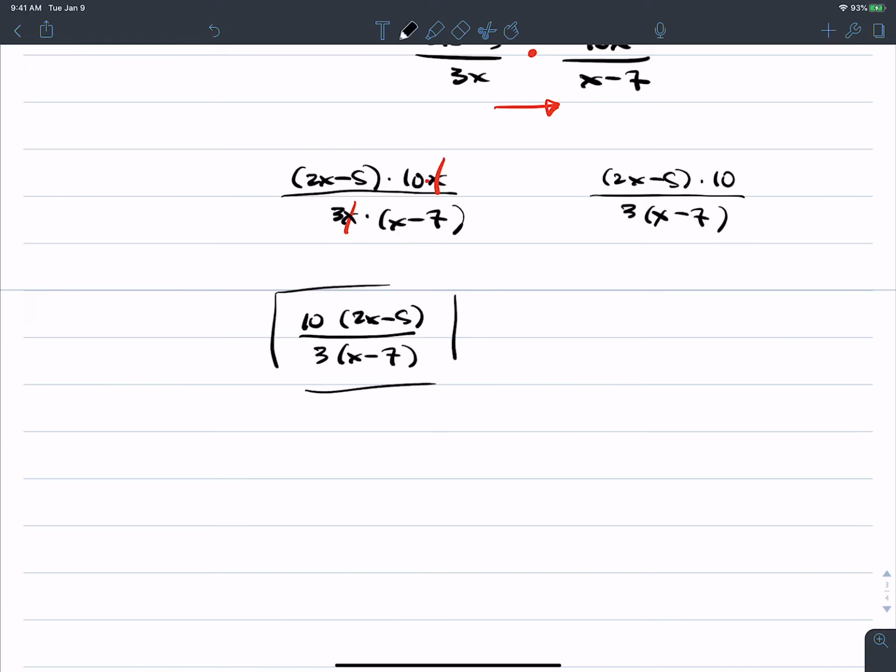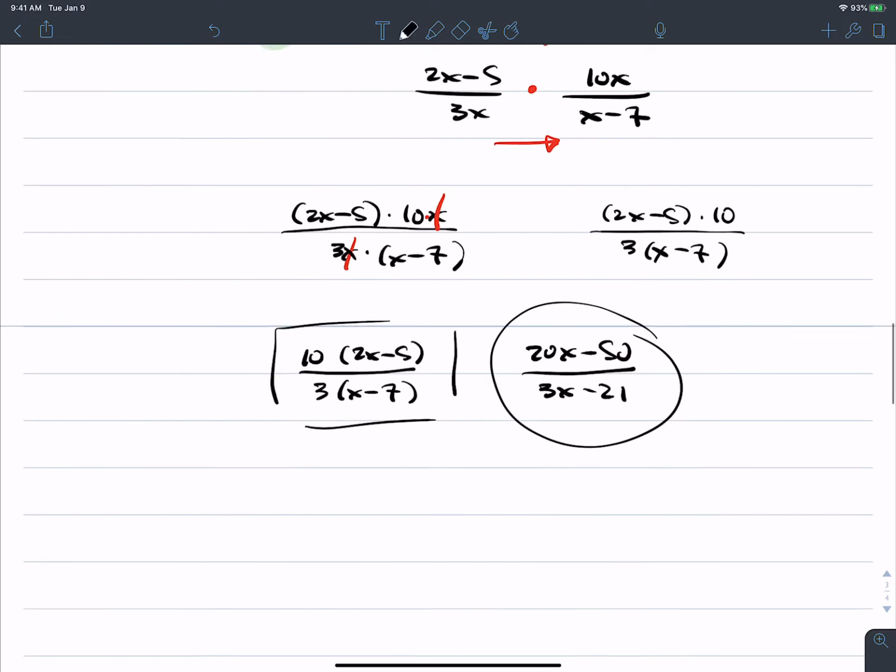Or you can distribute, and some people do, and write this as 20x minus 50 over 3x minus 21. So either answer will be fine as long as you know that nothing else will cancel. And this is question 5. Question 7.